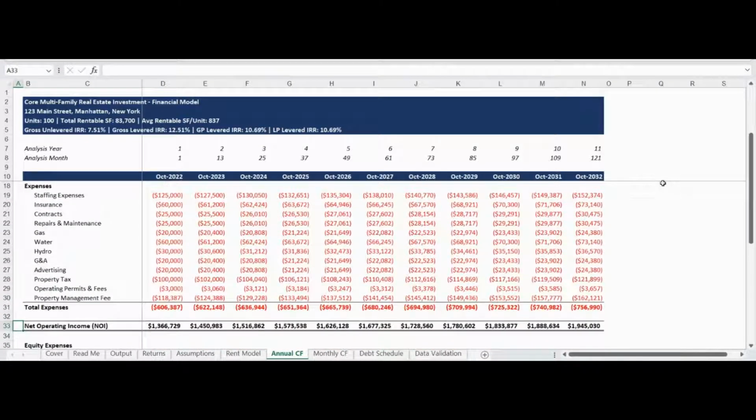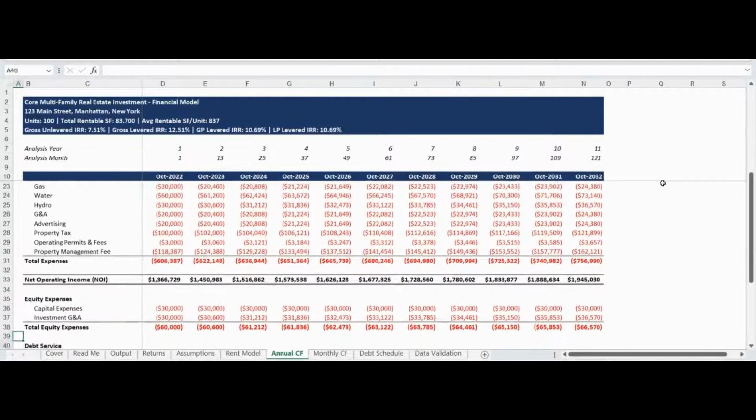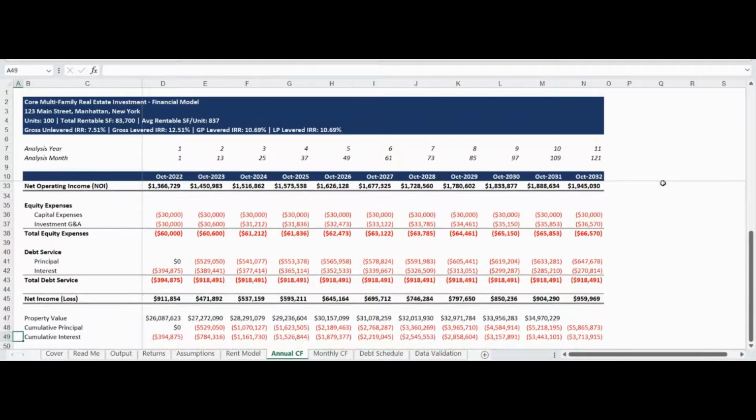Annual operating expenses are consolidated from the monthly cash flow and deducted from the effective gross revenue to determine the annual net operating income. Please note the year 1 annual net operating income serves as the numerator in the cap rate calculation, with the purchase price entered in the model being the denominator. Just like the monthly cash flow statement, the Annual Cash Flow tab consolidates capital expenditures, investment general and administrative expenses, as well as debt service costs consisting of principal and interest to calculate the annual net income or loss.